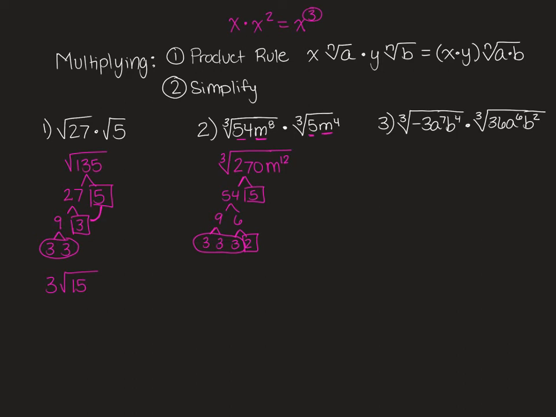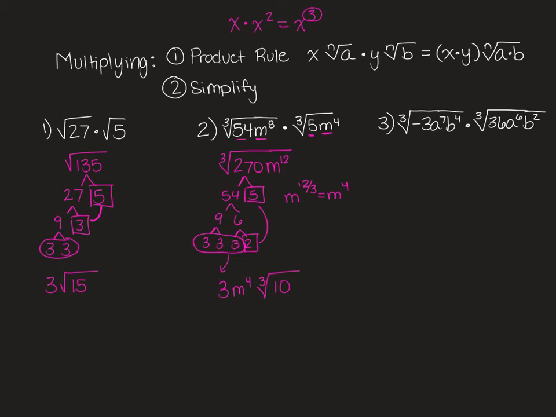Now let's break down m to the 12th. I could write out 12 m's and circle my groups of 3, or I can divide 12 by 3. That would give me m to the 4th. There's no leftovers, it divides evenly, which means I have no leftovers underneath the radical. So the 3 will come out, m to the 4th, and then I have the cube root, and these two are going to multiply, so 2 times 5 is 10.